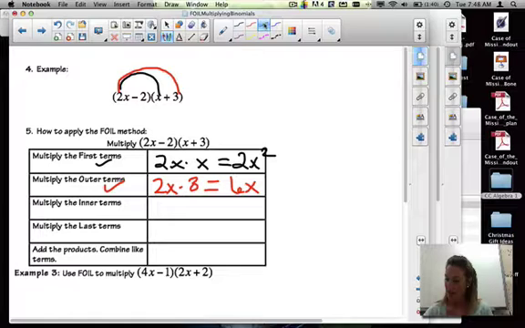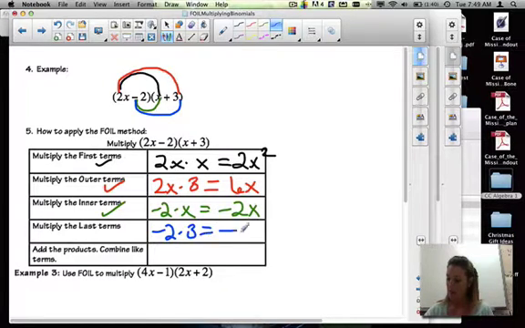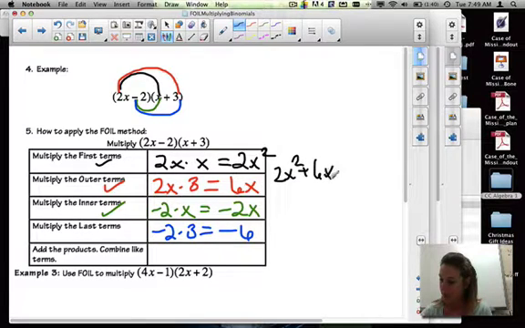Now I'm going to multiply the inner terms, which is negative 2 times x, which is negative 2x. And then I'm going to multiply the last terms, which is negative 2 times 3, which equals negative 6. So now we add the products and combine like terms. So if we look back at this, I'm just going to rewrite it off to the side, 2x squared plus 6x minus 2x minus 6.